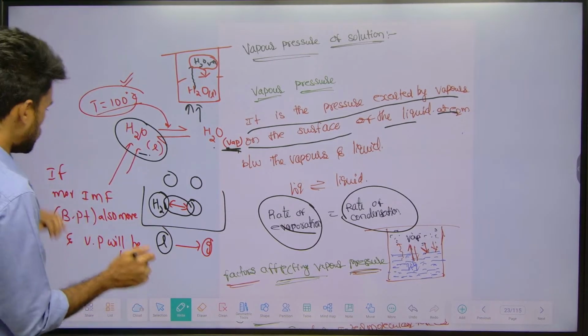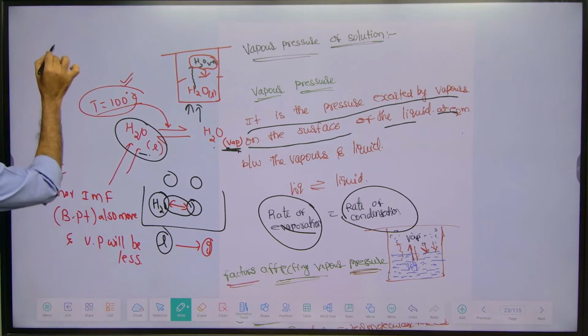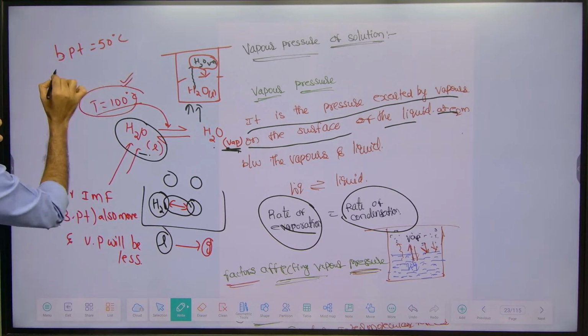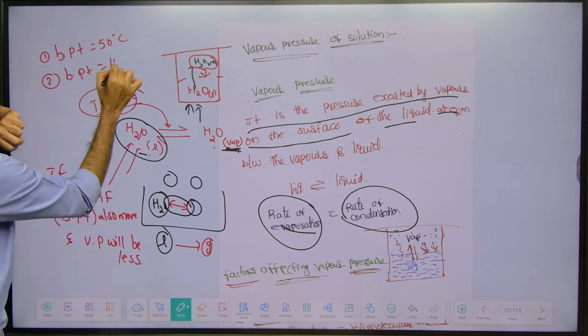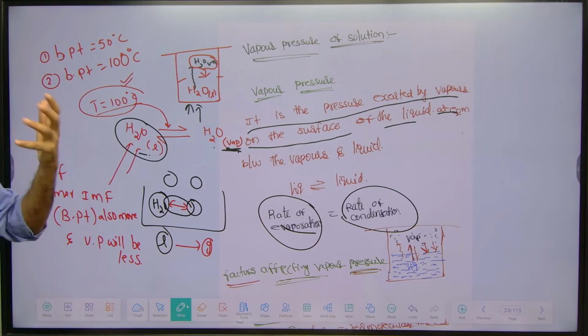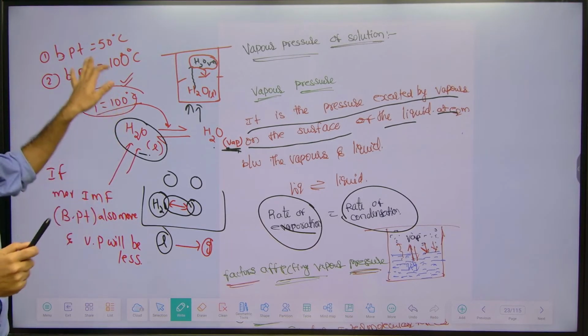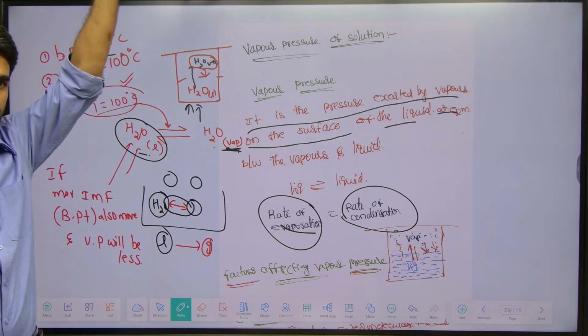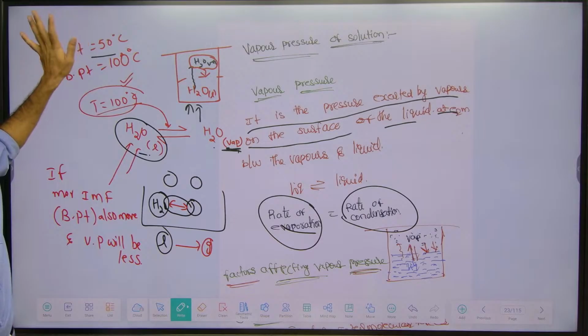Okay. So, now tell me, there are two liquids. One liquid with boiling point of 50 degrees Celsius and second liquid with boiling point of 100 degrees Celsius. Which will show more vapor pressure? The first, because intermolecular forces are less here, it easily converts from liquid state to vapor phase. So, more vapor pressure. Is this clear everyone?